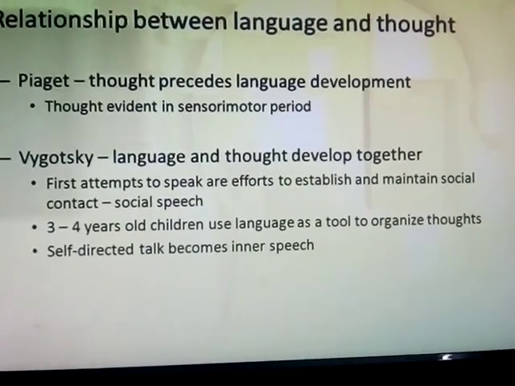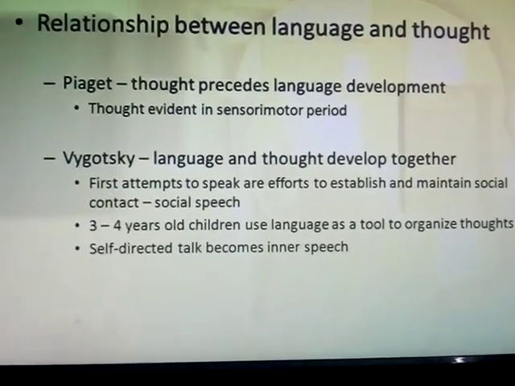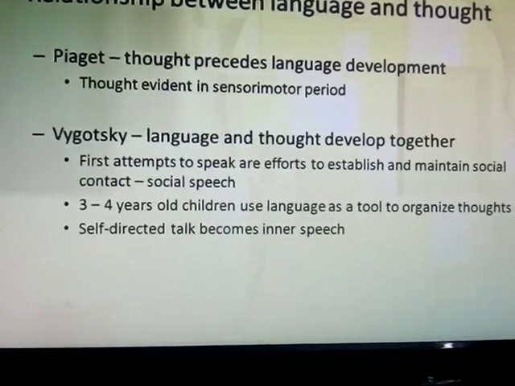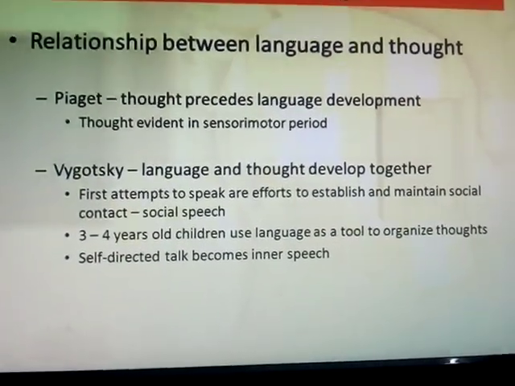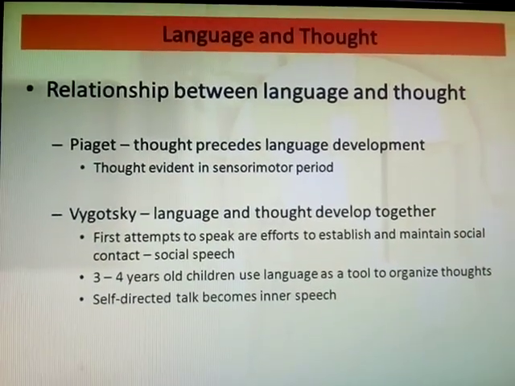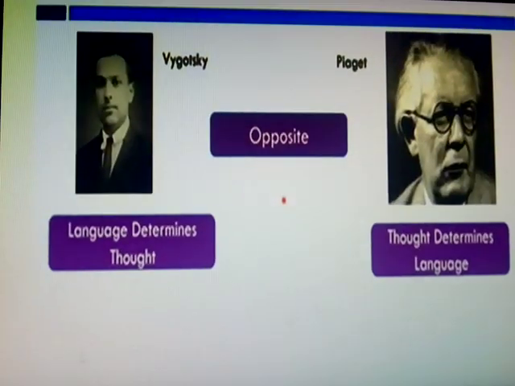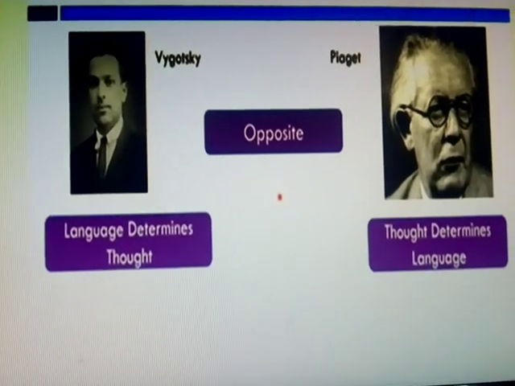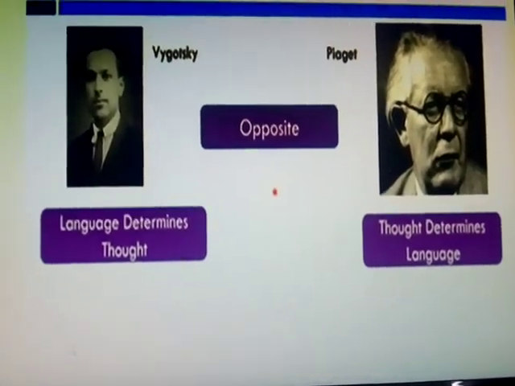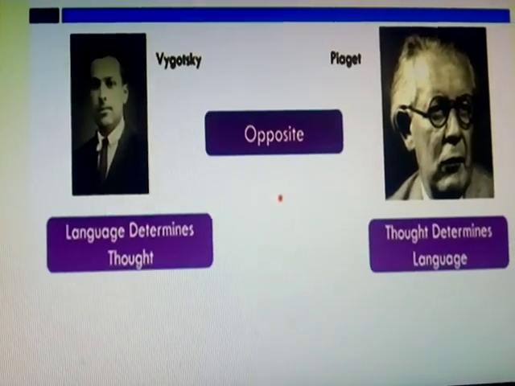Inner speech is separate from the talk directed to others, seen in 3 to 4 year old children. Next, what is the difference between the two? Language determines thought, thought determines language. This is the opposite side.